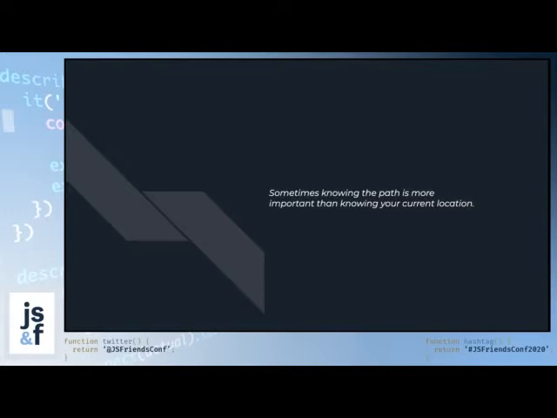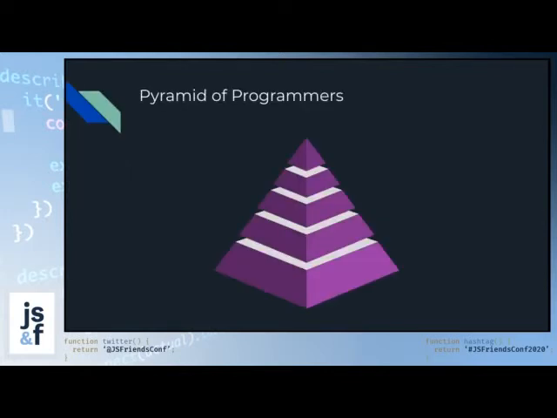So I'm going to bring in what I like to call the pyramid of programmers. And this is essentially a hierarchy of different levels of programmers that we oftentimes see in companies. You can think of each level of this pyramid as an archetype of a type of programmer.